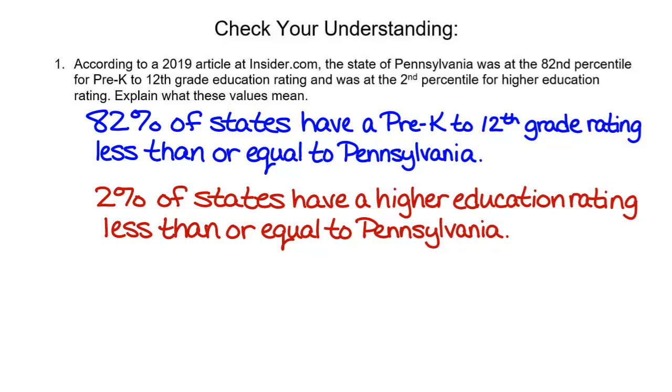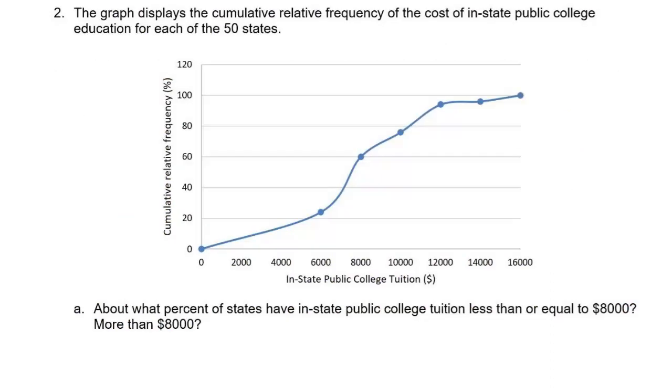All right, cumulative relative frequency graph. Let's go on to number 2. The graph displays the cumulative relative frequency of the cost of in-state public college education for each of the 50 states. I actually don't like the way they drew this because they got it wiggling in here, and typically we have those straight line segments. So when they made this, they must have had more data points to fill in because that curve would be made up of a lot of little dots. So they must have had a lot more to work with.